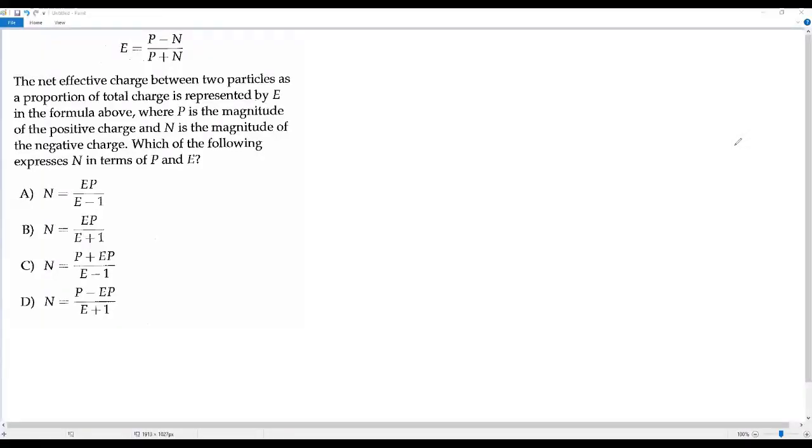Here we have a SAT math question. Here we have E = (P − N)/(P + N). Okay, let's go through the information connected to this.